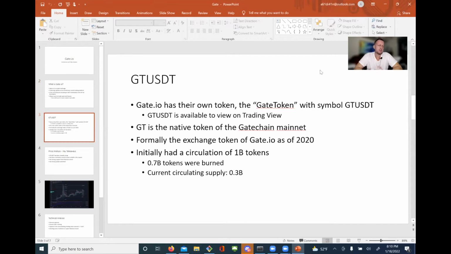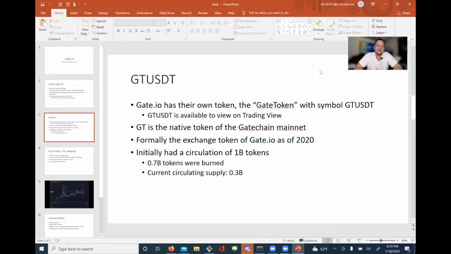GTUSDT is their own token, right? So the Gate token has that symbol GTUSDT, and that's the symbol you would put into TradingView if you want to use their services to take a look at the chart.